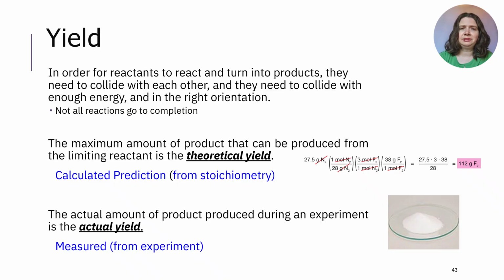The term yield refers to the amount of product that is produced. The theoretical yield is the maximum amount that could be formed according to stoichiometry. It assumes that the limiting reactant is completely consumed and that the reaction proceeds perfectly with no losses at all. This value is always calculated. The actual yield is the amount of product that is actually obtained during the experiment. Unlike the theoretical yield, the actual yield is a measured experimental value.